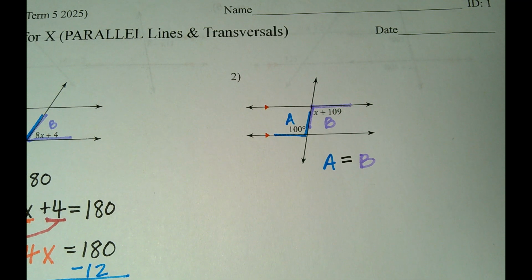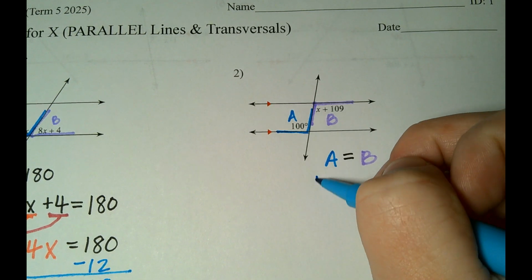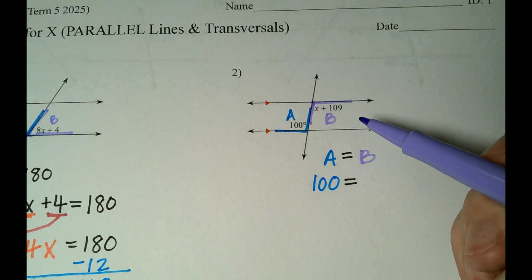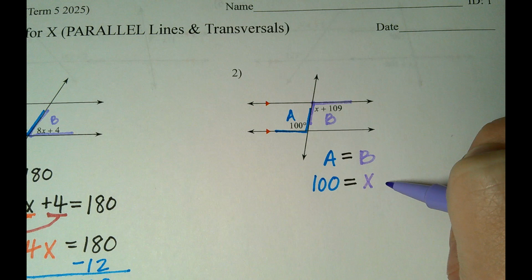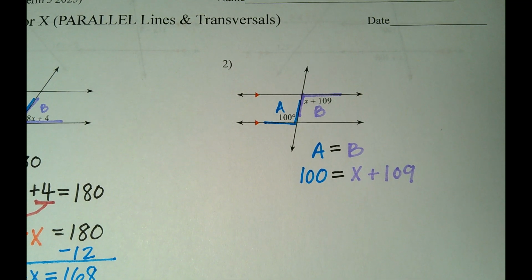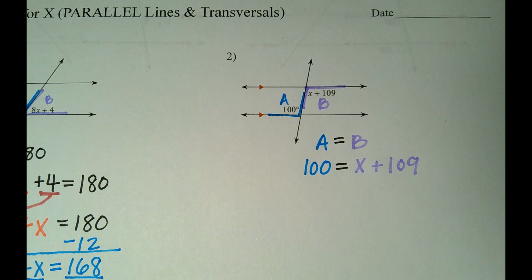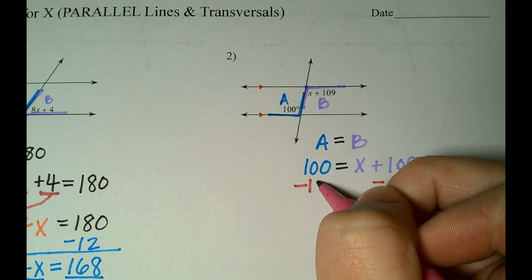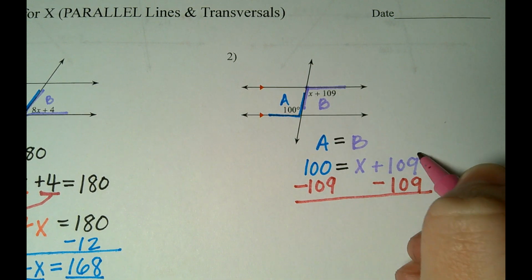So what am I going to replace A with? 100 equals, not 109, there's one thing missing. X plus 109, good. Perfect. How will I solve for X? We're going to subtract 109 from both sides. X equals minus 9.